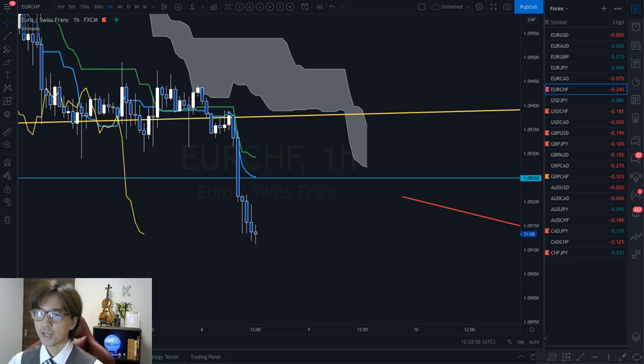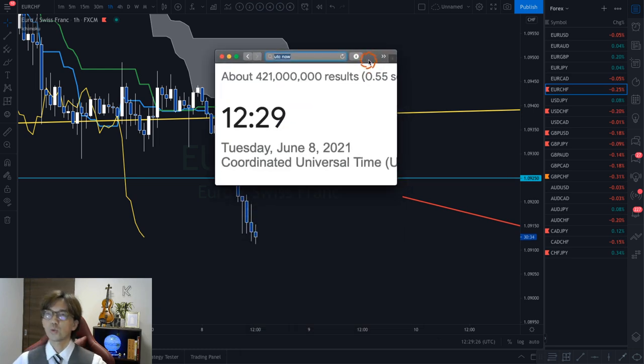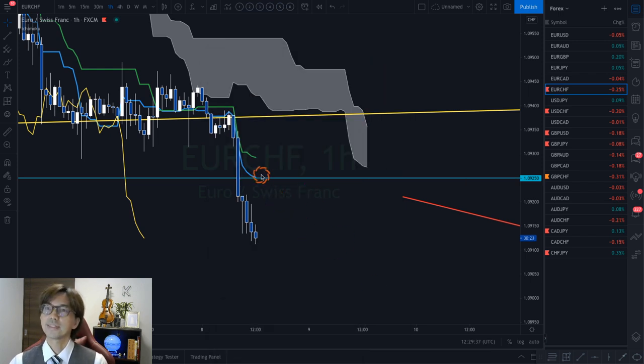Hold on, let me put the current UTC time zone so that you know when I'm recording at the moment. So yeah, the daily chart is showing down and the 1 hour is showing down too. So this one is at the moment a very good timing to look for a sell chance in lower time frames. Now in UTC time zone, this is 12:29, noontime in UTC on the 8th of June on Tuesday. And now it's going down. And just in case, I check the 30 minute chart too.